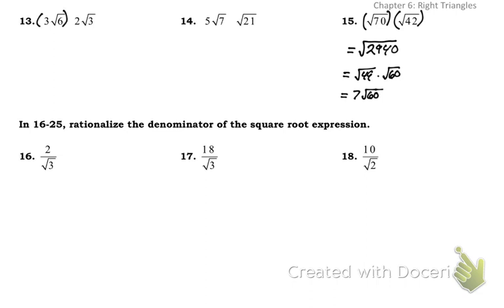13. I would rearrange it to be 3 times 2 times square root of 6 times square root of 3. Well, 3 times 2 is 6. Square root of 6 times square root of 3 is going to be square root of 18. Does 4 go into 18? Does 9 go into 18? Yeah, so I could break it apart into 6 times 9 times square root of 2. Square root of 9 is 3. 3 times 6 is 18, so we should have 18 square root of 2 for that one.